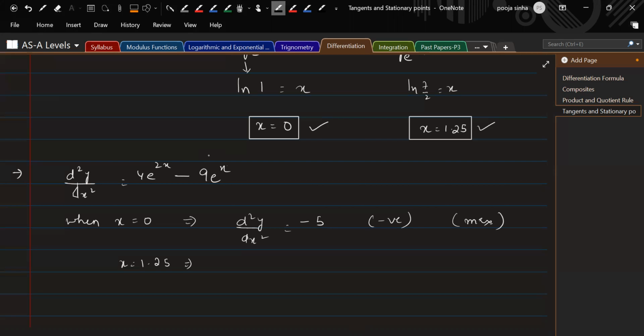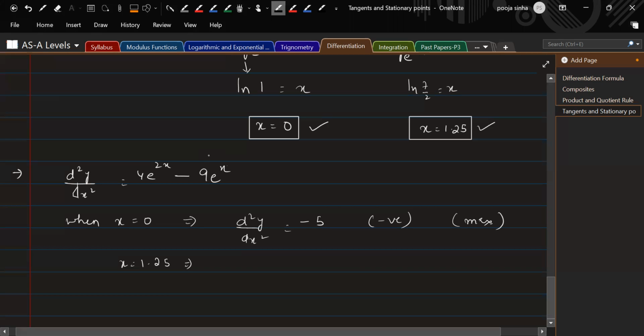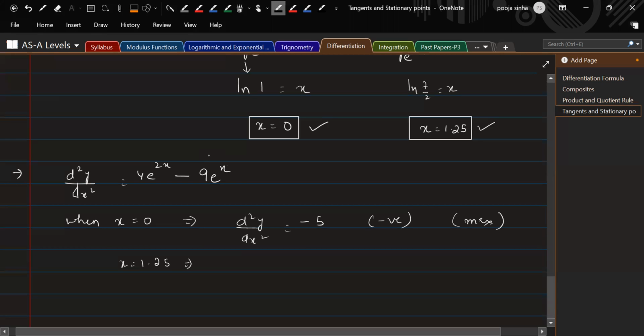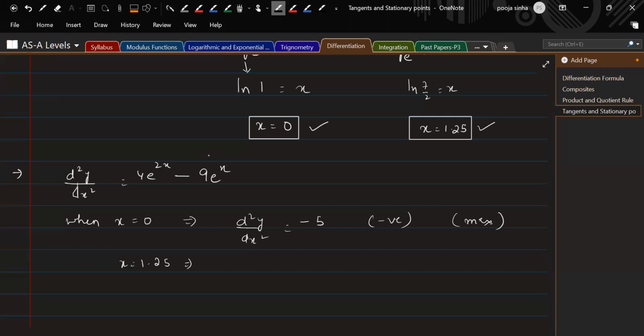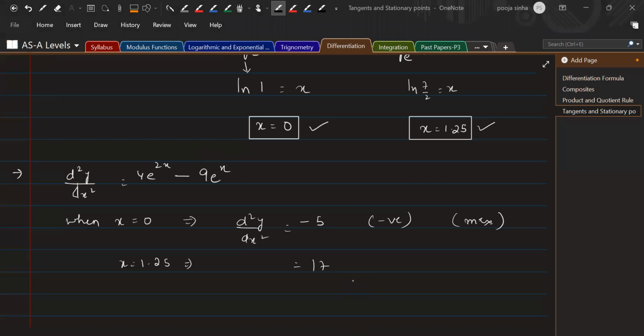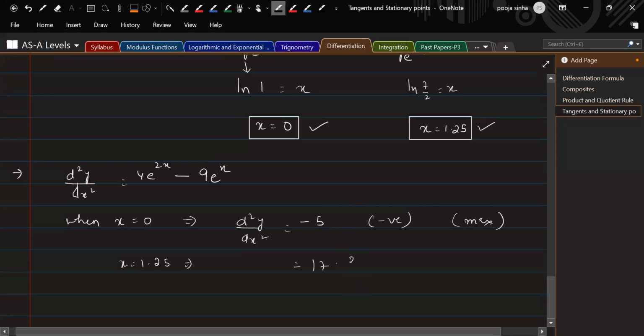But that one I just made 1 because it was raised to 0. Yes, e raised to power 0 needed nothing, but here you have to calculate, right? Here it is 4, e raised to power 1.25 into 2, minus 9, e raised to power 1.25. I am getting 17. Yeah, same, 17.3. So which means it is positive. So it is a minima.